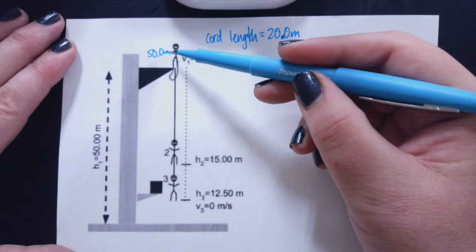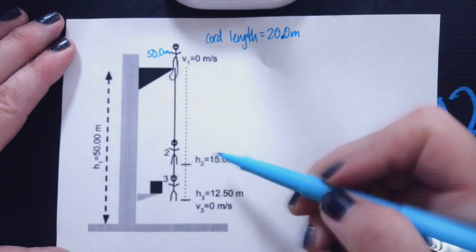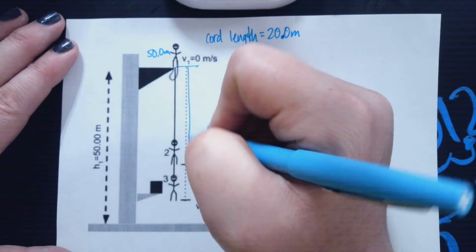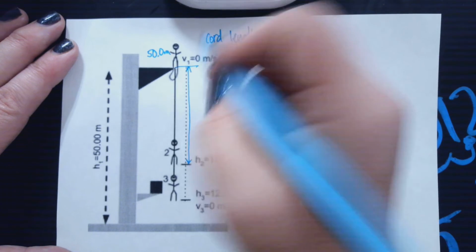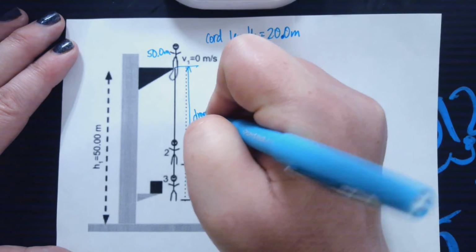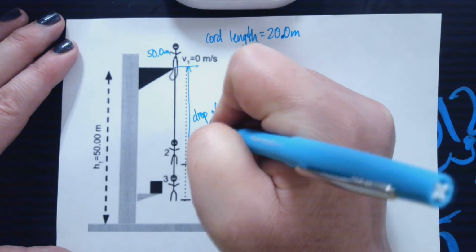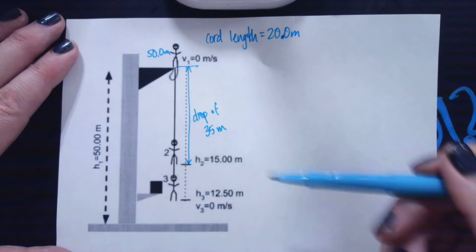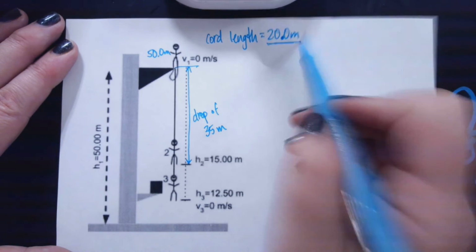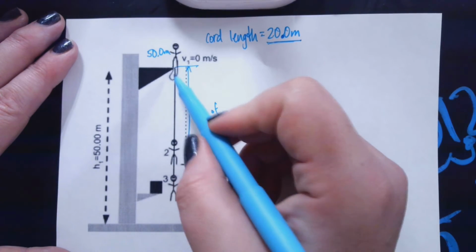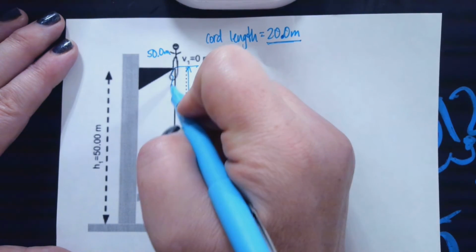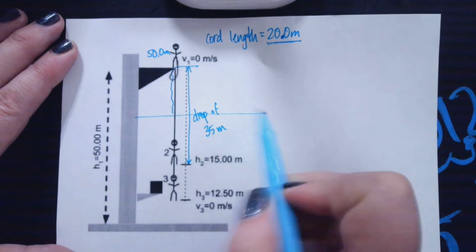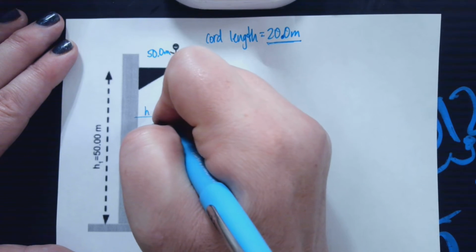So if we start 50 meters above the ground and we fall to 15 meters above the ground, from here to here, that's a drop of 35 meters. And to figure out what the stretch is, we know that the cord length is 20. So if this cord just dangled and nothing was attached to it, the bottom of it would be 30 meters above the ground.